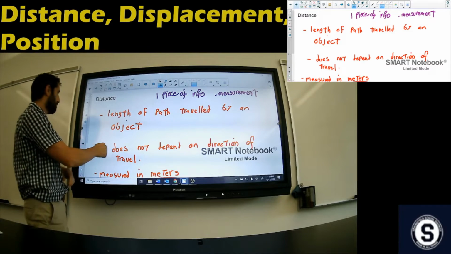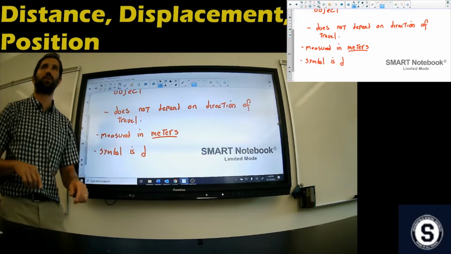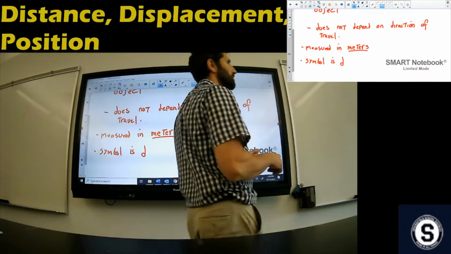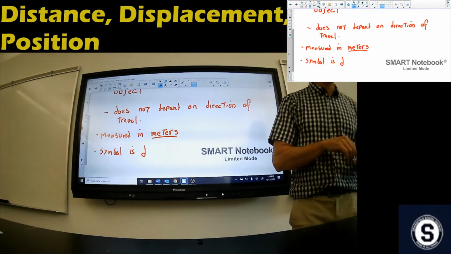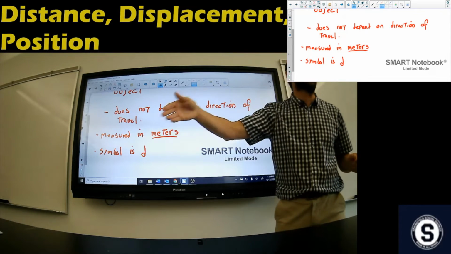Okay, so it doesn't depend on direction. It is also measured in meters. That's why sometimes people get distance mixed up with position. Same units. But the symbol for distance is going to be d in an equation.